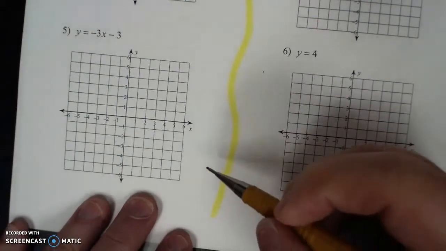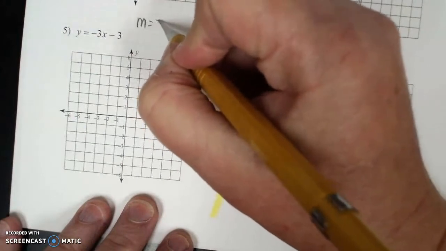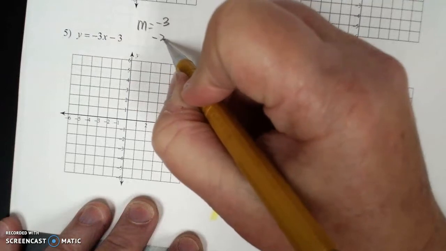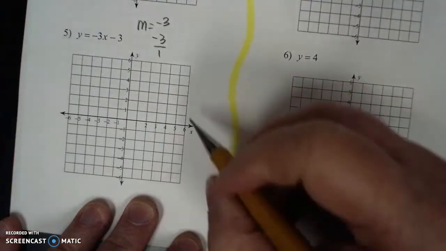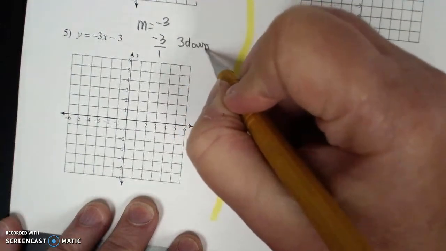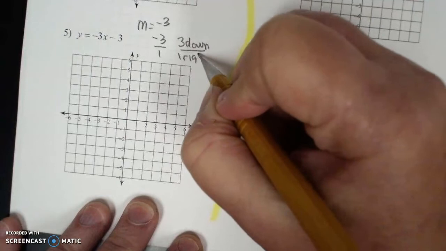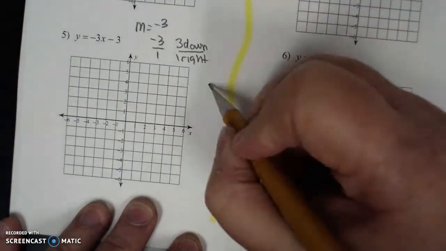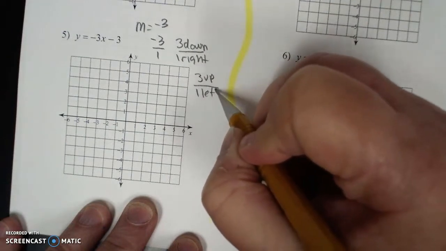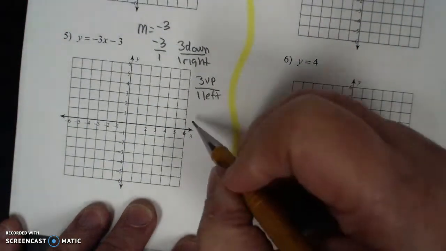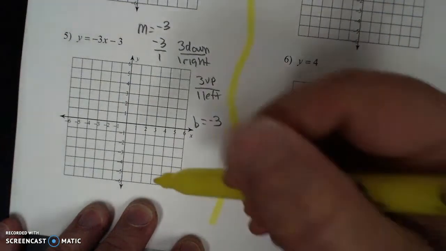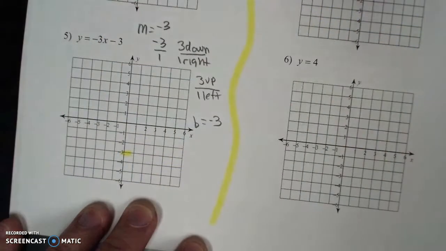Number 5. So M is -3. As a fraction, it is -3 over 1. This is rise, which is 3 down for the negative, 1 right. That also is 3 up, 1 left. And how I get that is I reverse the directions. And my B is at -3. My y-intercept, or my beginning, is at -3.